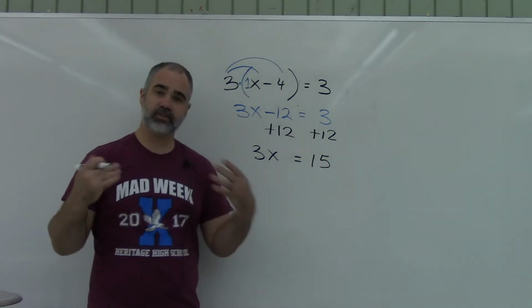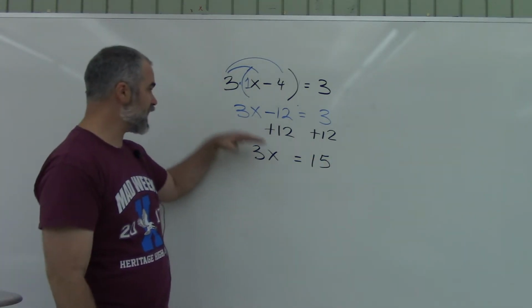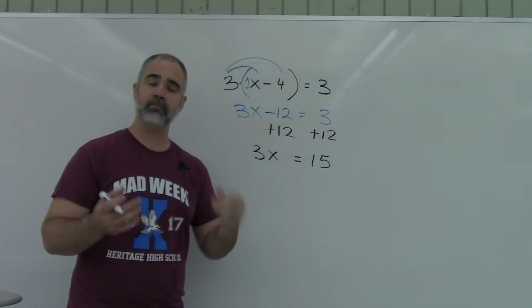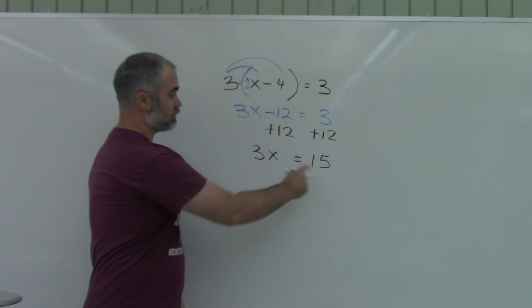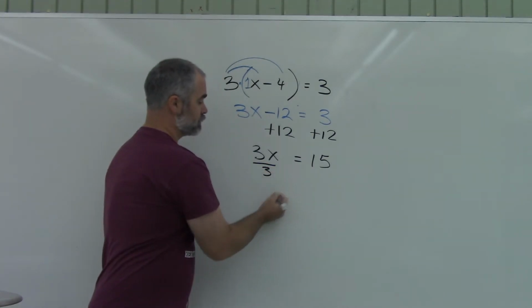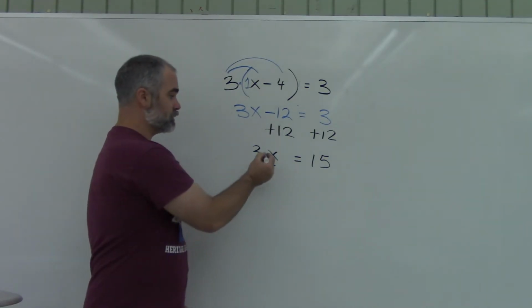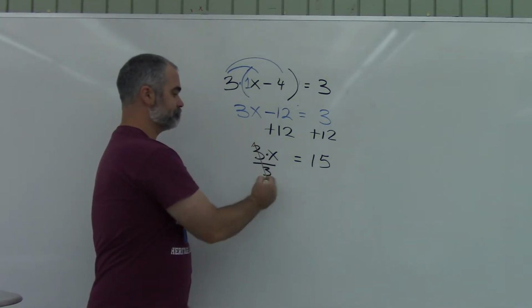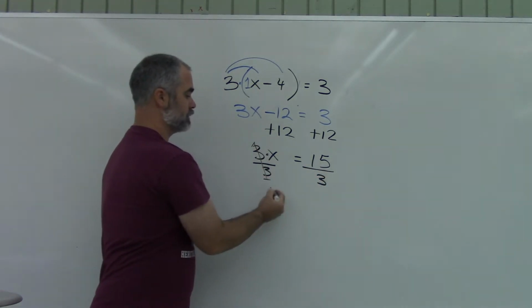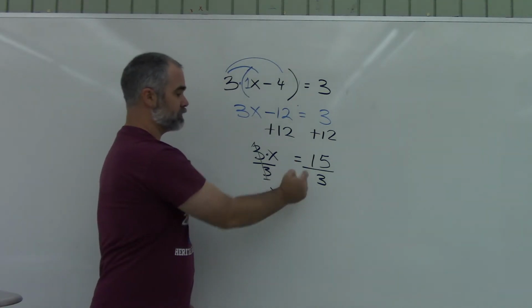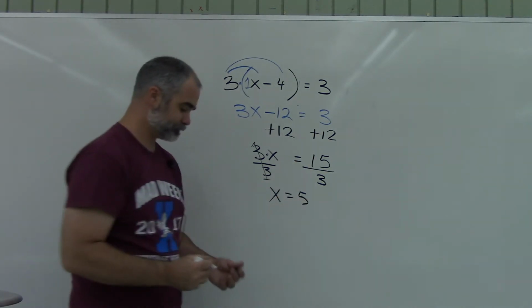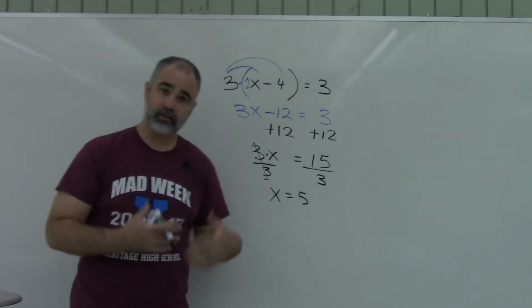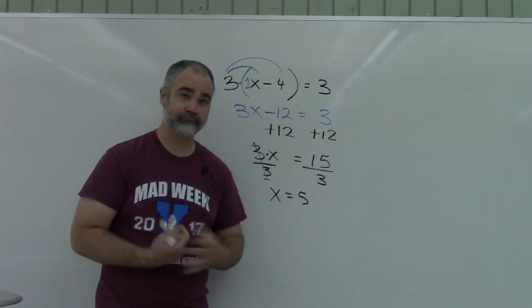And now we're back to a simple question. Again, each step is a new problem. Try not to think about it as one big problem. Lots of little problems. 3x and 15, the opposite of multiplication is division. Remember right there. 3 divided by 3 is 1, leaving us with 1x. 15 divided by 3 is 5. And we're done. Okay, so when you see parentheses, all it really means is multiplication. That's it.